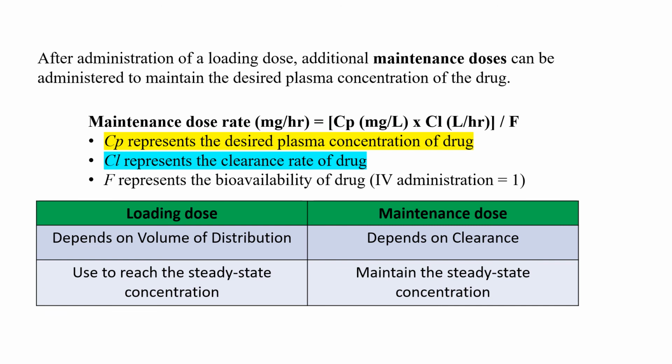So the maintenance dose is equal to CP, which represents the desired plasma concentration of the drug, the same as in the loading dose, but it is multiplied by the clearance rate of the drug, not by the volume of distribution. As you can see, the difference between the loading dose and the maintenance dose is that one depends on the volume of distribution, the other depends on the clearance. The loading dose is used to reach the steady state plasma concentration, whereas the maintenance dose, as the word suggests, maintains the steady state concentration.